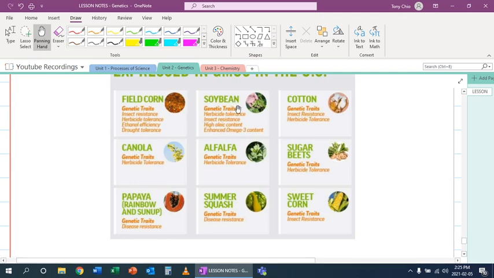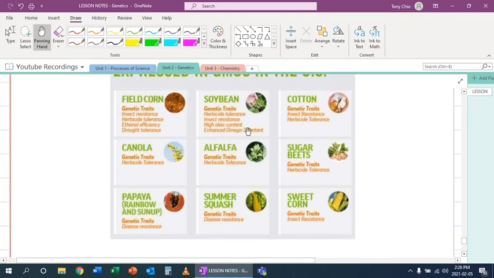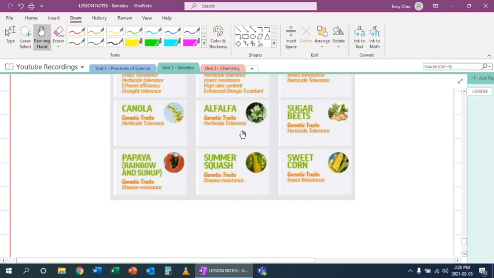Okay? So for soybeans, what they did was they made it more herbicide tolerant, insect resistant, high in oleic content, and enhanced omega-3 content, because for a lot of people, this is the meat alternative that a lot of people are going towards. All right? So that is just an image showing you different types of benefits that GMOs have created for these organisms.